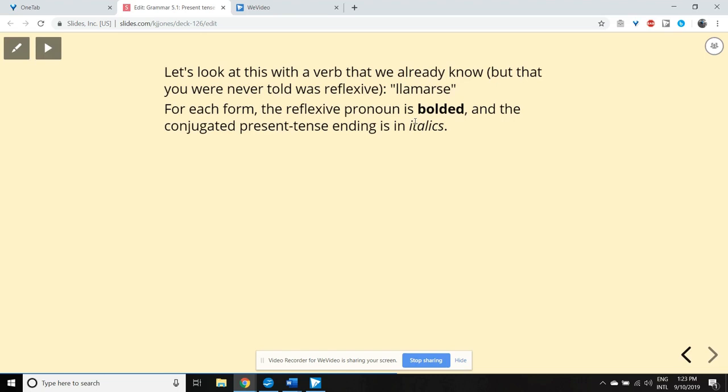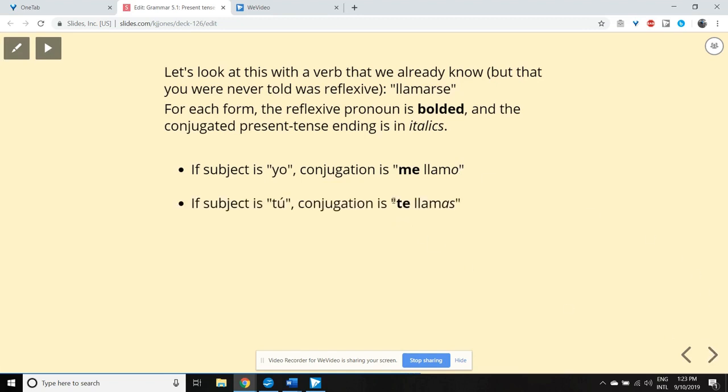The reflexive pronoun is bolded, because I'm speaking English, and the conjugated present tense ending is in italics to help you out. All right, so let's look at, if the subject is yo, then the conjugated form of this reflexive verb is me llamo, right? Me is our required reflexive pronoun. Llamo is our conjugated form of the verb. If the subject is tú, the present tense form of this verb is te llamas. Again, te is the reflexive pronoun, and here is our conjugated form, llamas. Altogether, te llamas is the tú form of reflexive llamarse in the present tense.